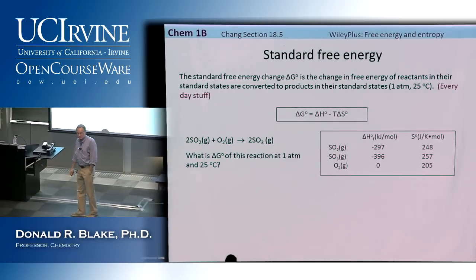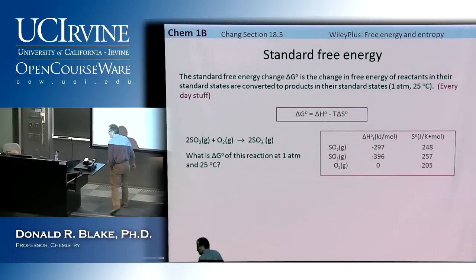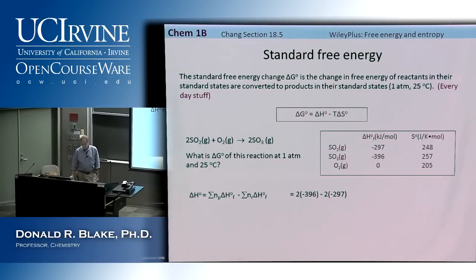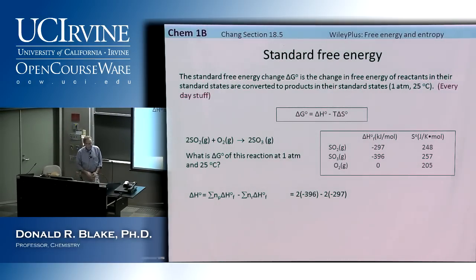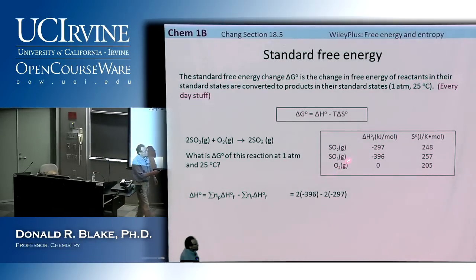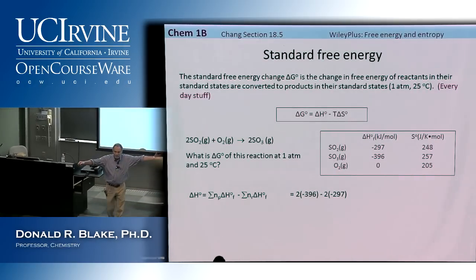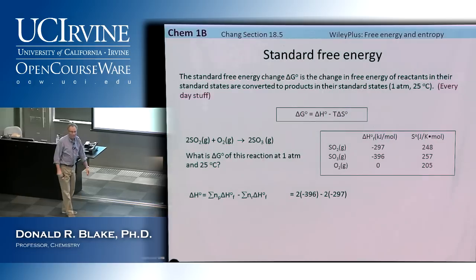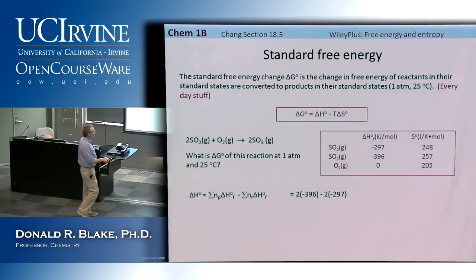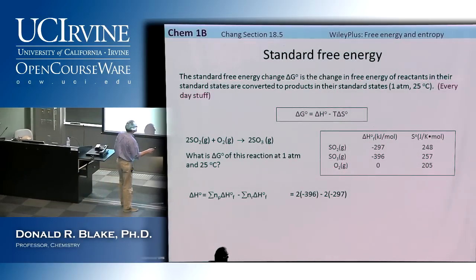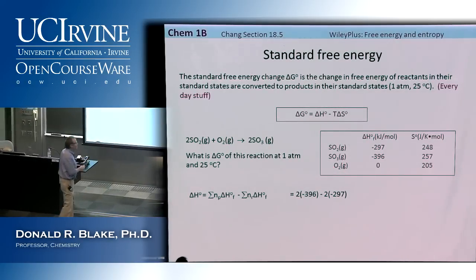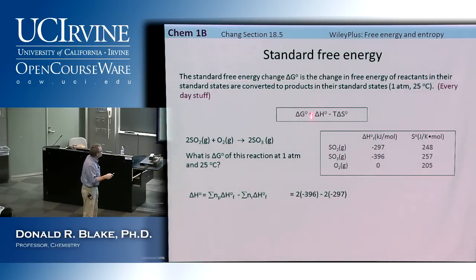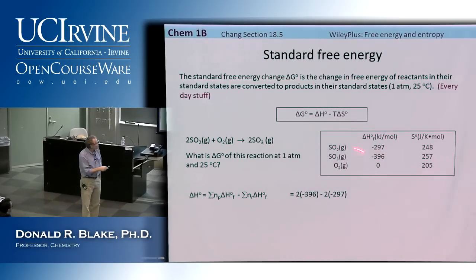Products minus reactants. You notice that the oxygen is free. There is no delta H; it's a freebie. So the first thing we calculate, we've got two things we have to calculate, don't we? We have to come up with the delta H for the reaction and this delta S.